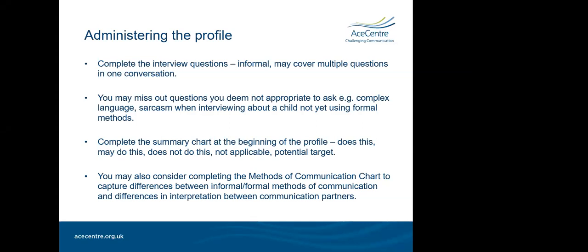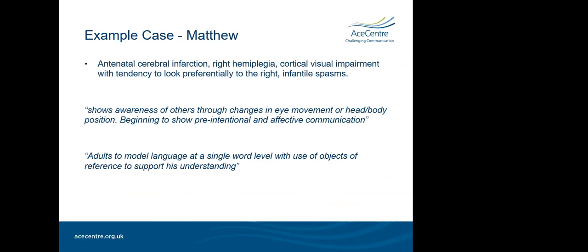So we've looked at the summary chart and looked at the methods of communication chart. So I just wanted to give you an example of one of the clients that we've used the profile with. So this is a local service client who we have supported the local therapists with. So this was a very young boy, a 3-year-old, and his name's Matthew, and he had an antenatal cerebral infarction leading to a diagnosis of cerebral palsy, right hemiplegia, and he had quite a significant cortical visual impairment with a tendency to look preferentially to the right, and then he also experienced infantile spasms.